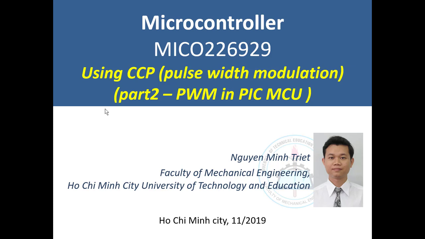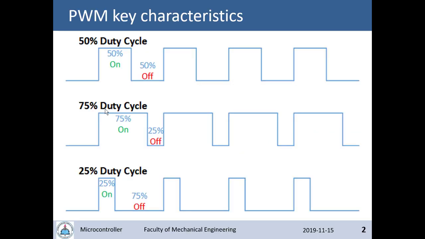Hi, this is part 2 of the lessons on using PWM in the PIC microcontrollers. In the previous videos, we have already talked about the two key characteristics of a PWM, or pulse width modulation, that is the duty cycle and the period. The duty cycle is the on time of a PWM, and the period is the time for one pulse.